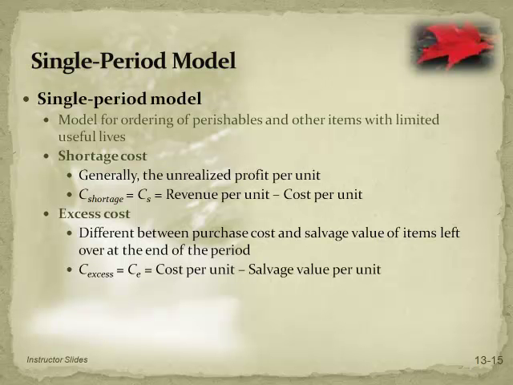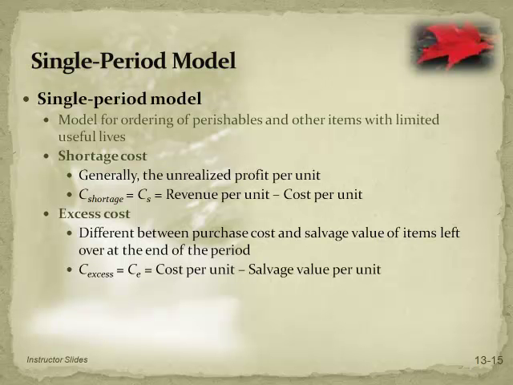So if I buy too many newspapers, and at the end of the day I still have an inventory of newspapers left over, I'm going to have to throw those newspapers away. But I had to spend money to pay for them, so there is a cost associated with throwing them away. So the shortage cost is the revenue that I would have received if I had sold that, minus the cost that I paid for that. The excess cost is the cost that I paid minus the salvage value.